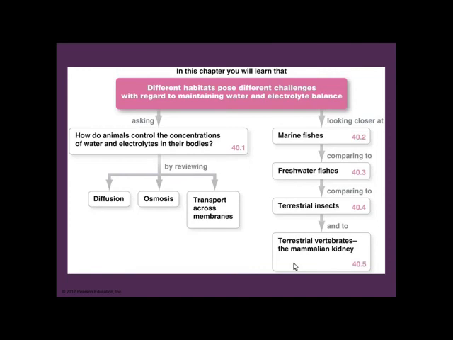Hopefully you learned that different habitats pose different challenges with regard to maintaining water and electrolyte balance. So we talked about how animals control their concentrations of water and electrolytes, and we reviewed diffusion and osmosis and transport across membranes so that we can talk about how marine fishes, freshwater fishes, and terrestrial insects are able to control concentrations of water and electrolytes. And then we took a deep dive into what terrestrial vertebrates do with their kidneys.